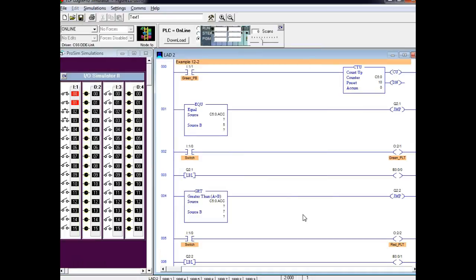So how's 1110 work? We start off with a counter. And this is going to jump which way? My first jump instruction is in rung 1. It's going to jump down to the label Q2:1, which is rung 3. Okay. And then we've got the greater-than in rung 4, and this is going to go to Q2:2. So both of those are jumping forward.